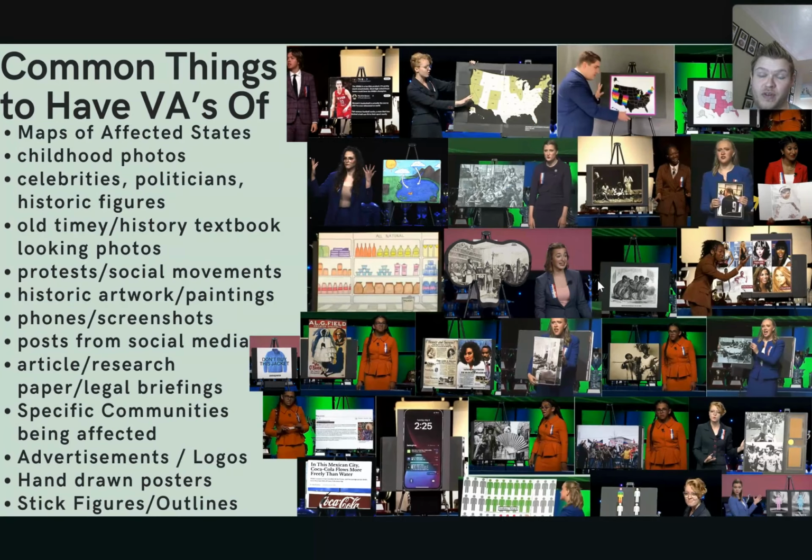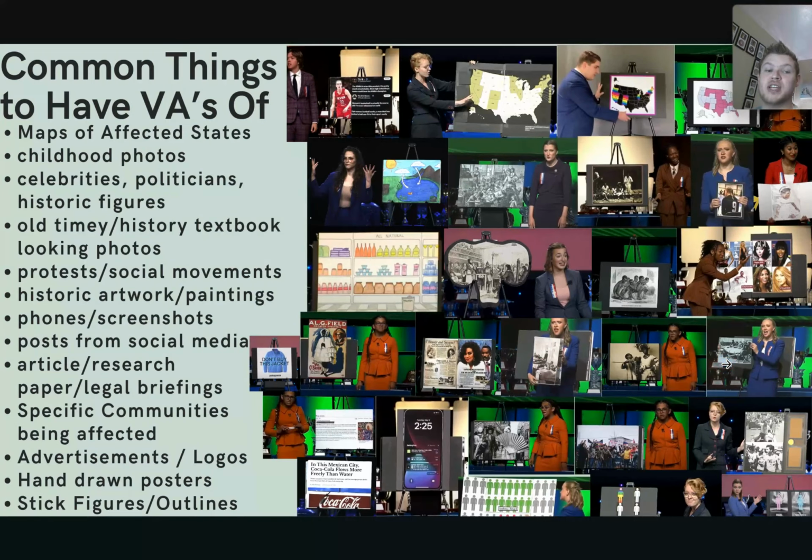Childhood photos. People's attention getting devices are about them as kids, so they have photos, as you can see here, of them as kids. Celebrities, politicians, or historical figures. There are tons of speeches where if you're talking about members of Congress or presidents, you want a picture of those people, or of celebrities or historical figures. Old-timey history textbook looking photos, where they're that yellowish brown color or they're black and white. The photos that you see up here, very common for people, or the photos that you see down here, very common for people to have.